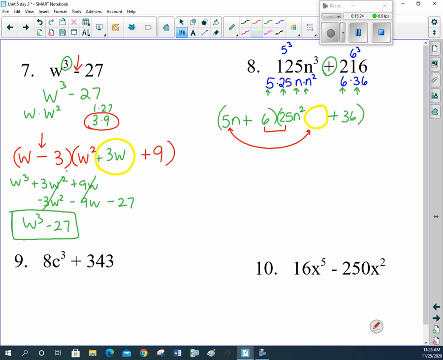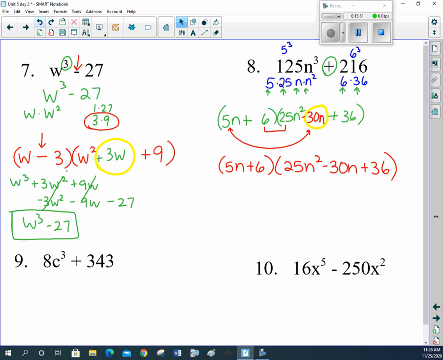That's 30. Oops, I don't want that to be a plus, sorry, because we want it to add to 0. It's a plus 150, so we want it to be minus 30n. That's the number that goes in there. Okay, that's factored: 5n plus 6 times 25n squared minus 30n plus 36. So the guess and check pattern works. The only thing you have to work at now is figuring out this middle number. You can still use the first and last factor pairs to figure out what you're looking for.